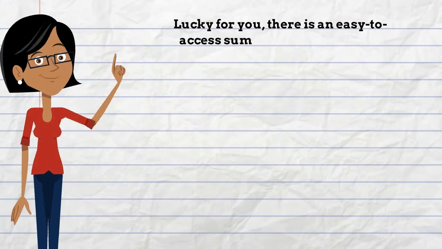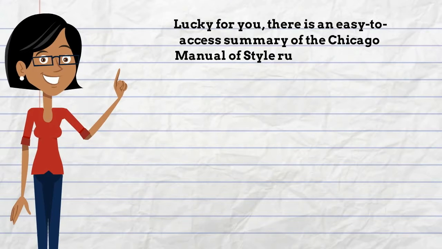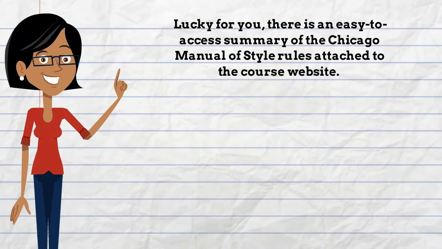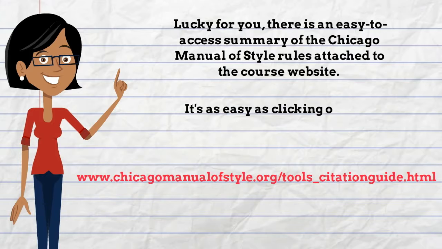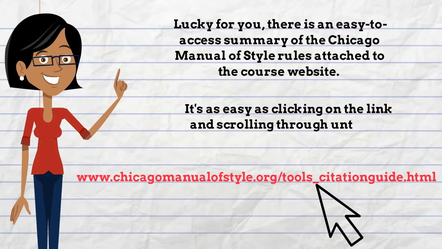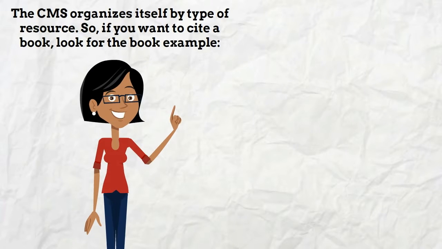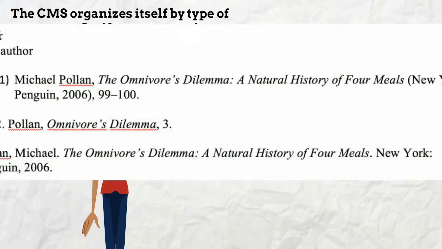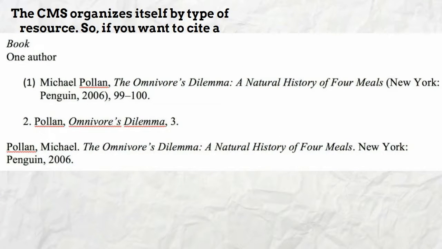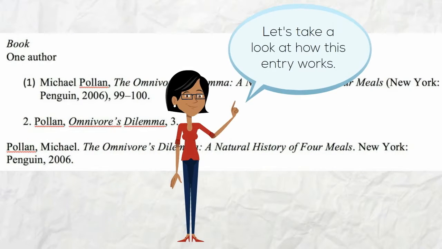There is an easy-to-access summary of the Chicago Manual of Style rules attached to the course website. It's as easy as clicking on the link and scrolling through until you find the sort of item you'd like to cite. The CMS organizes itself by type of resource, so if you want to cite a book, look for the book example. Let's take a look at how this entry works.